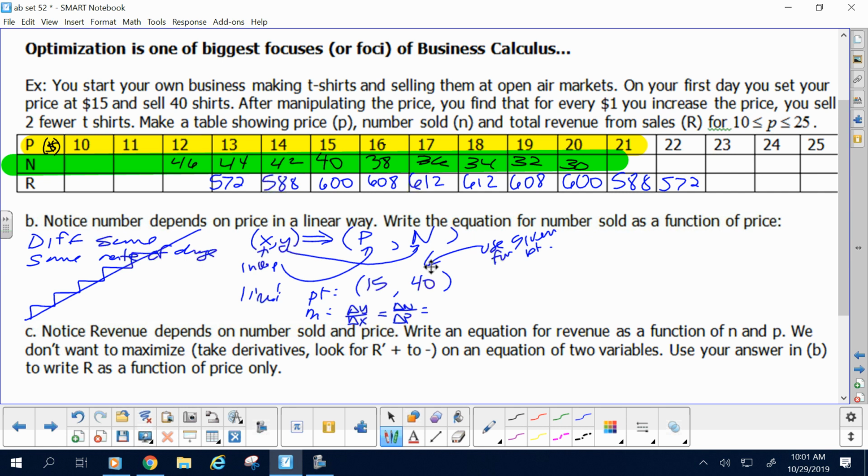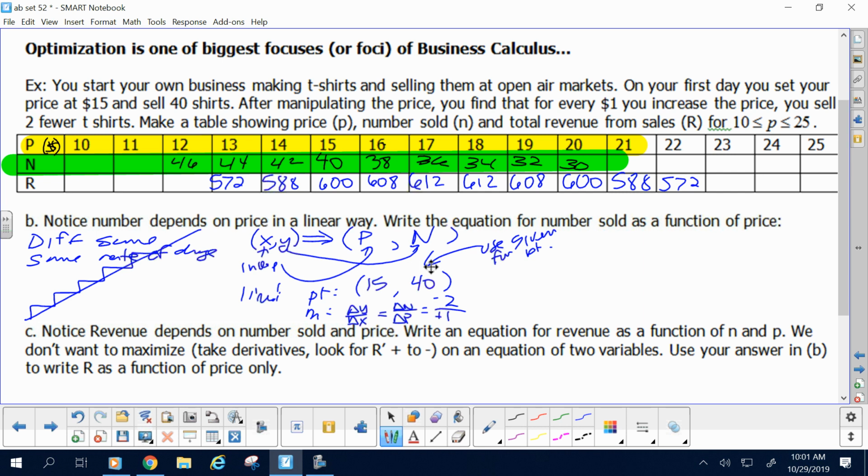So what's our slope? 40 over 15? That's not the change. That's one case. It says for every dollar increase in price, you sell two fewer shirts. So what's delta N? Negative two, over an increase in price of a dollar, which is positive one, so the slope is negative two. There's a negative relationship: as price goes up, number sold goes down.